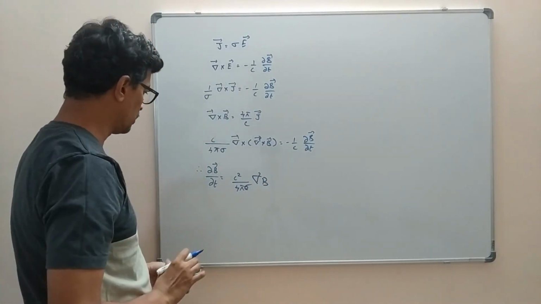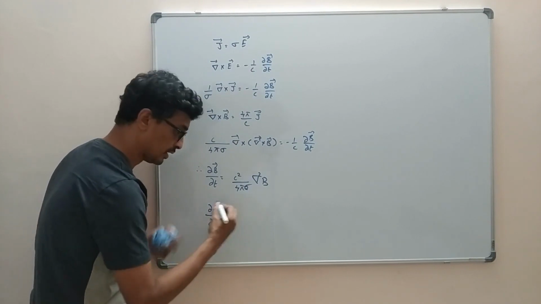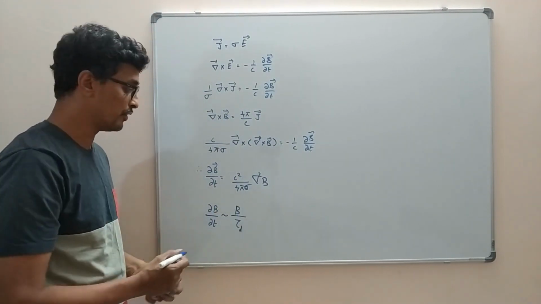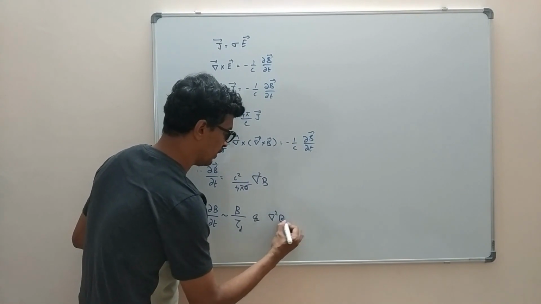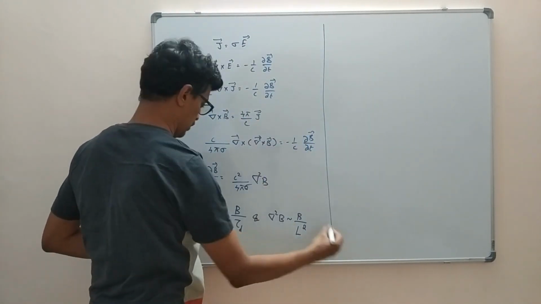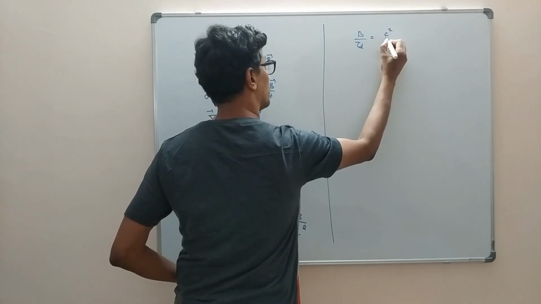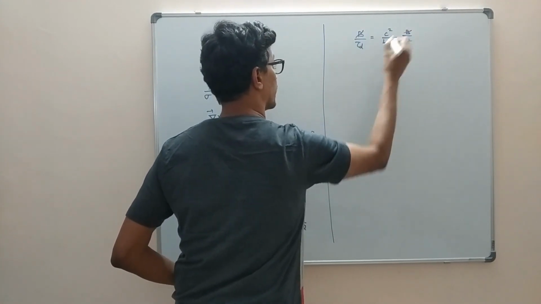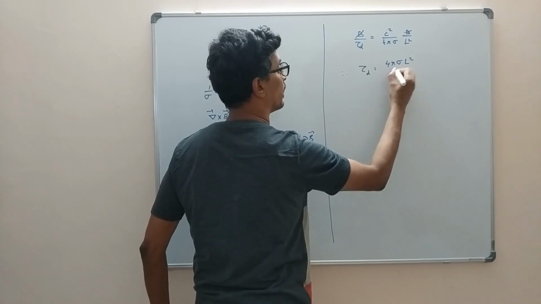Now let us try to do some order of magnitude calculation. I write del B by del T as B by tau D, some diffusion time scale at which the magnetic field is diffusing, and del square B can be written as B by L square, where L is some typical length scale. Substituting back, B by tau D is C square by 4 pi sigma into B by L square. B cancels off, therefore tau D is equal to 4 pi sigma L square divided by C square.